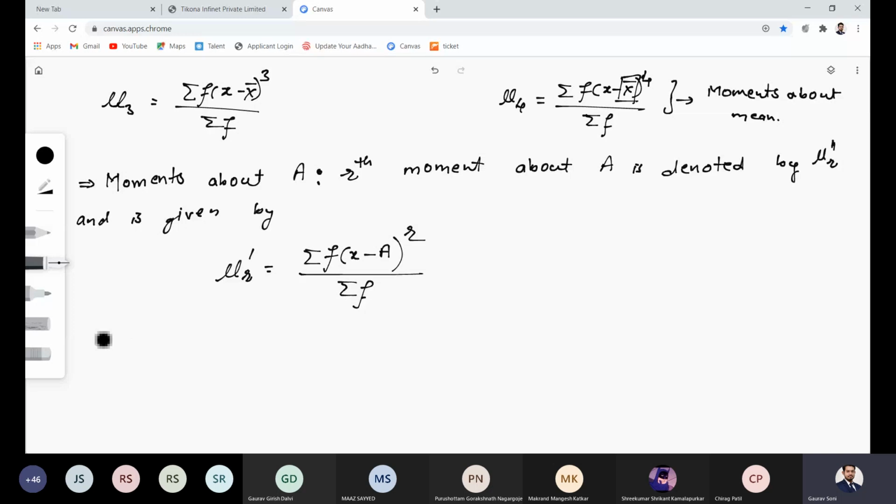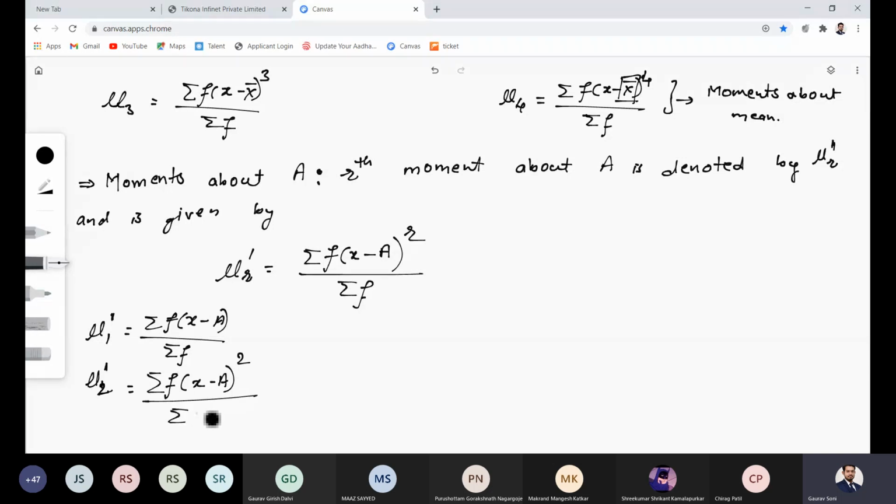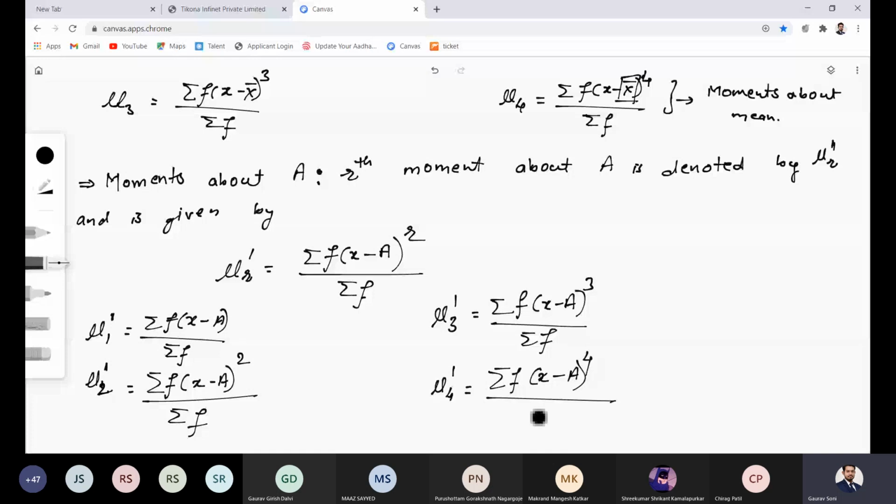So accordingly, I can get mu 1 dash. What will be mu 1 dash? Summation f x minus a upon summation f. If you don't simplify this, I'll just write down the formula. Mu 2 dash is equal to summation f x minus a square upon summation f. Mu 3 dash is equal to summation f into x minus a cube upon summation f. Mu 4 dash is equal to summation f into x minus a raised to 4 upon summation f.